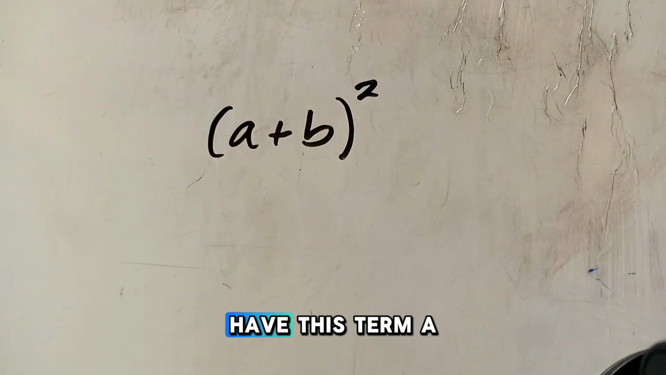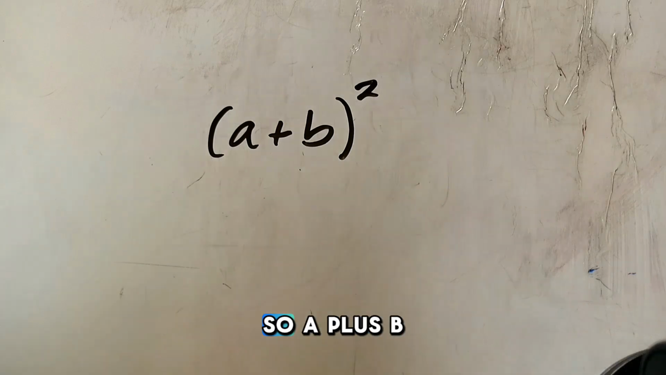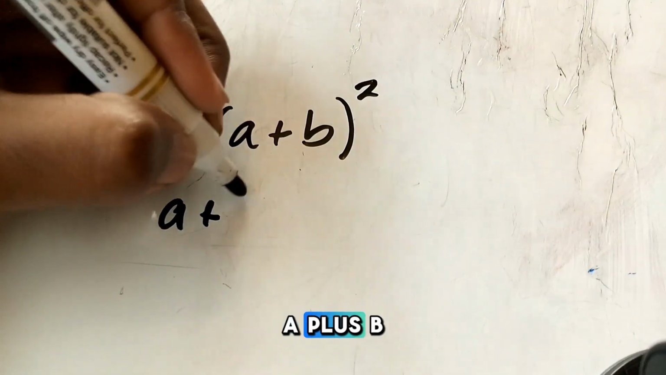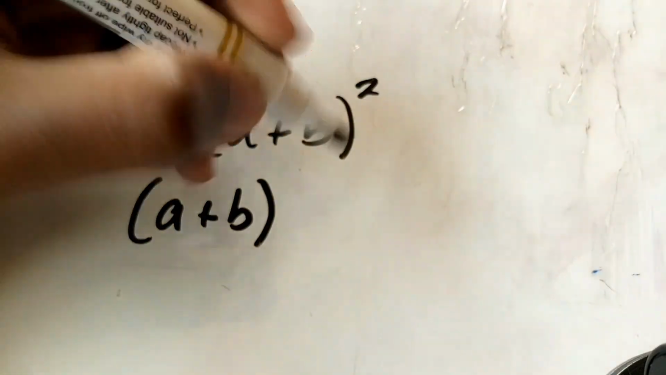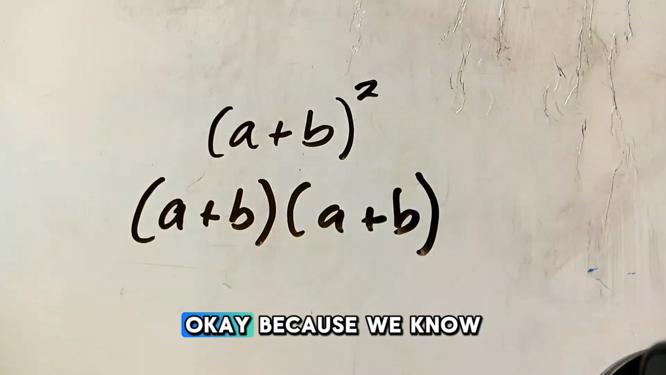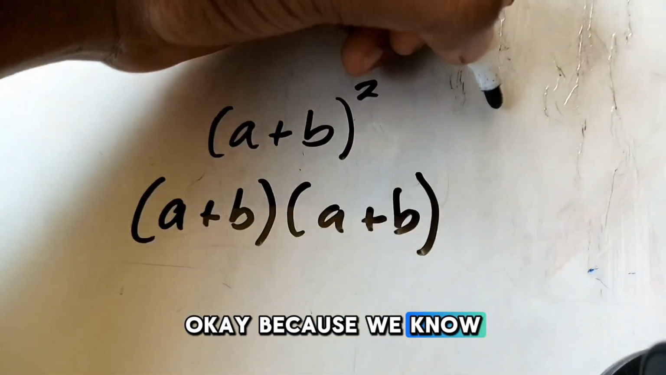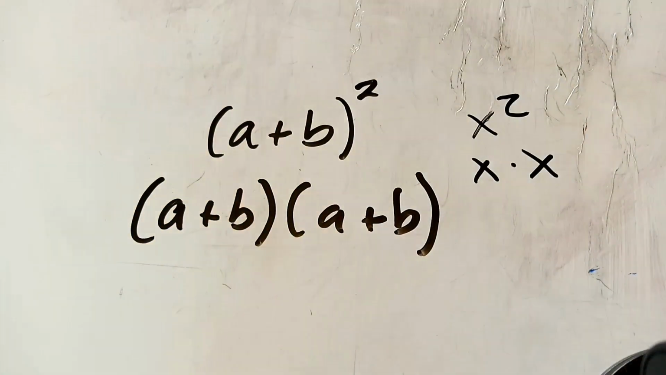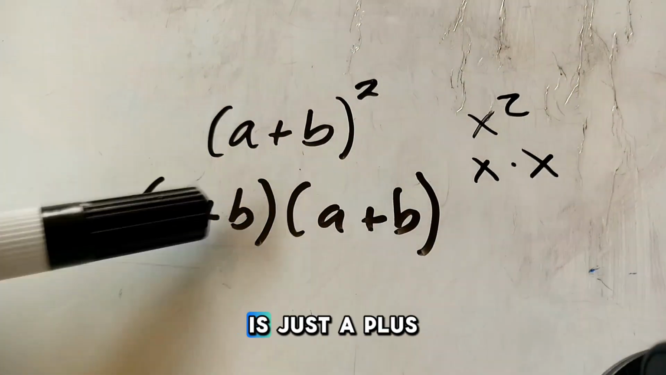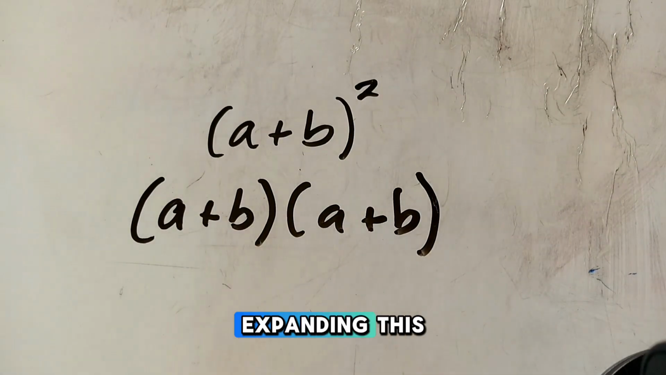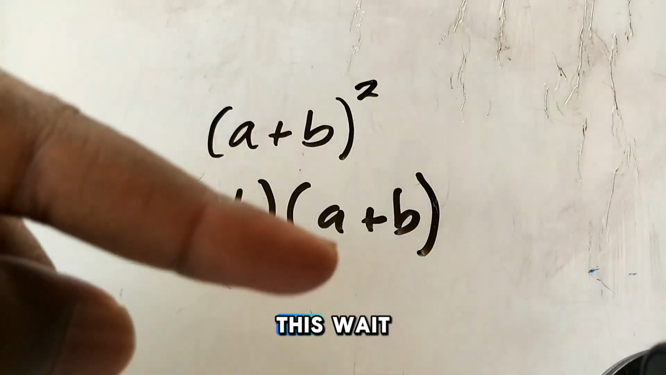Now, what if I have this term, a plus b squared? So, a plus b squared is just simply a plus b, again, a plus b. Okay? Because we know x squared is just x times x. So, even this one is just a plus b times a plus b. So now, when we're expanding this, let me just take this away.